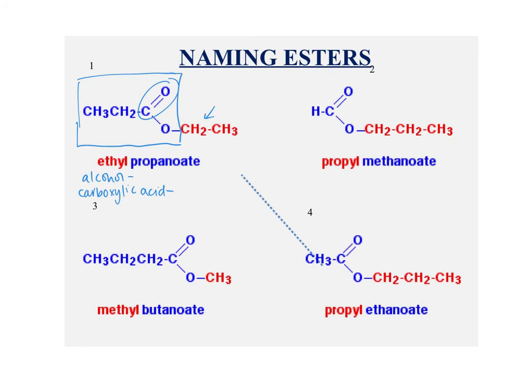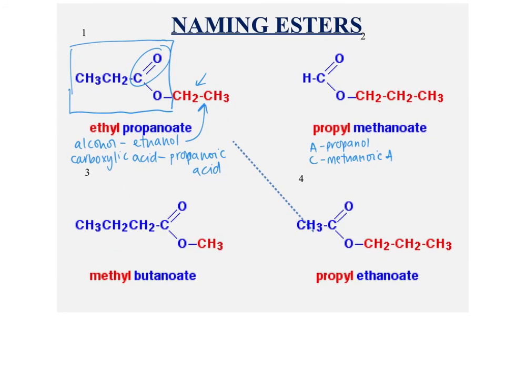So for the first one, I've given you ethyl propanoate. You should have recognised that the alcohol is ethanol, just there. And then the carboxylic acid is propanoic acid. For propyl methanoate, the alcohol is propanol. It's that little chain, and then the carboxylic acid is methanoic. I'm just going to write methanoic A because I can't bother to write acid.